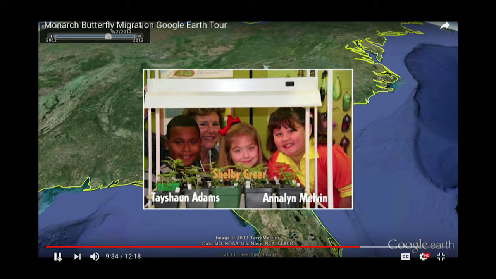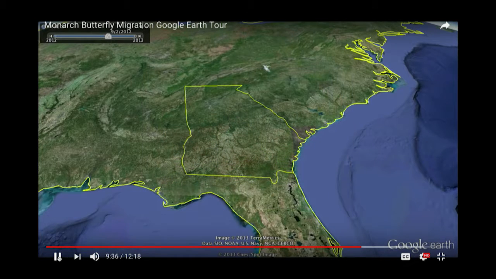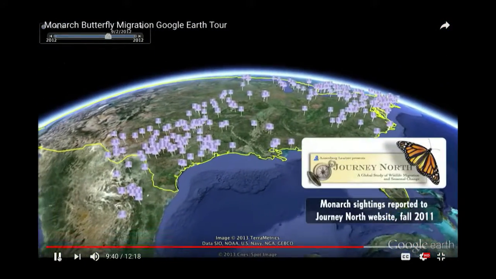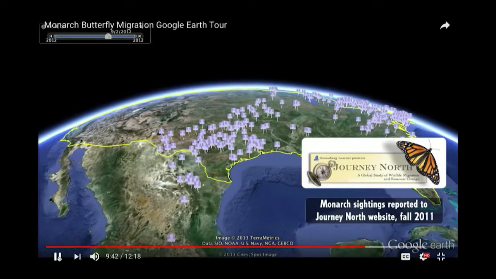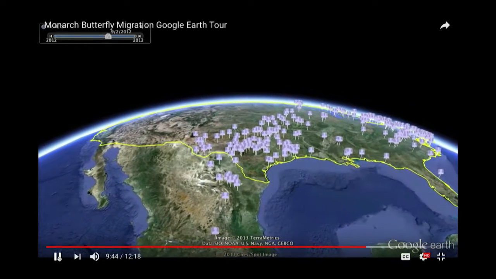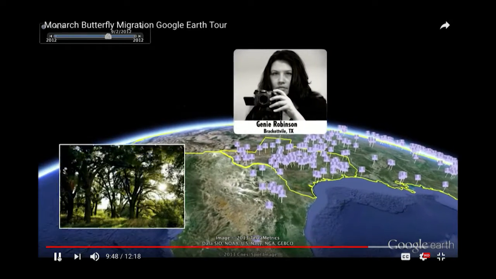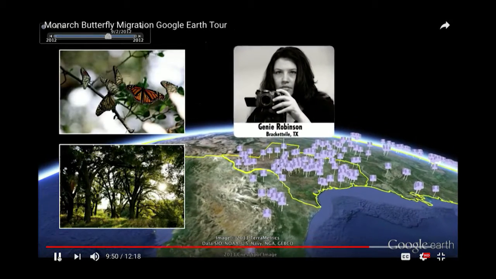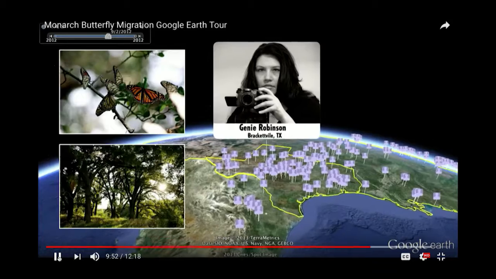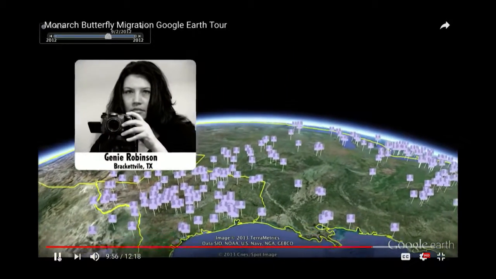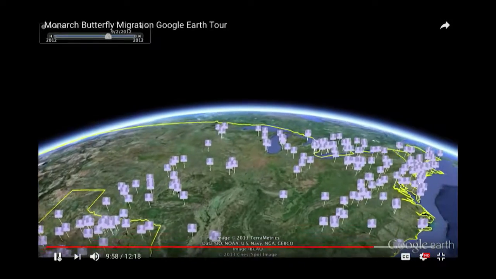We should help them. As the butterflies flutter along, countless people are on the lookout, entering their sighting locations, and some of them recorded themselves to tell us about their encounters, all the way from Brackettville, Texas. Right now, I'm surrounded by trees with beautiful arcing limbs. The butterflies, I can't believe they're still here. I'm so excited. To Vermont, where the state butterfly is the monarch.